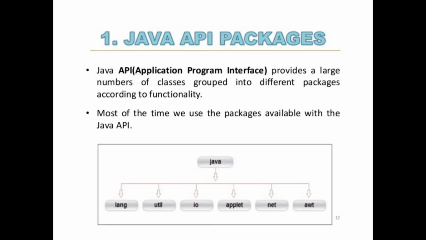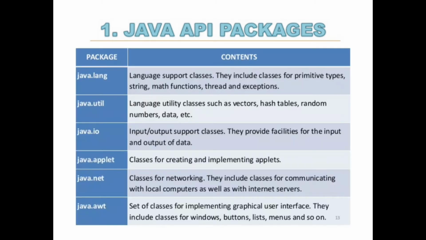Java Application Program Interface packages. They provide a large number of classes grouped into different packages according to functionality. Most of the time we use the packages available with the Java Application Program Interface. Those are the language package, utility package, input output package, applet package, net package and abstract window toolkit package.